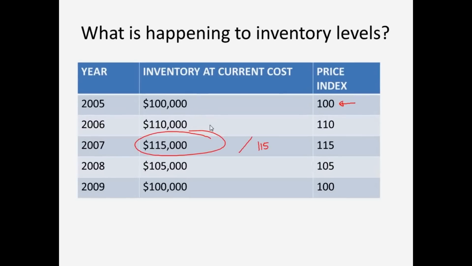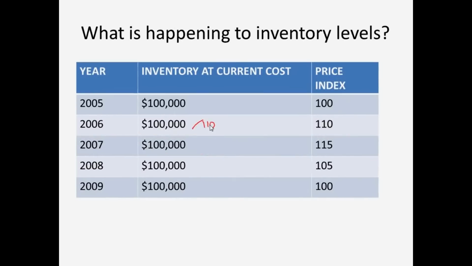And in the first case, the last example, it was changing only because price levels were changing. In this case, it's changing because quantity levels are changing. So I can infer that I must have sold a certain number of goods, because if I still had the same units on hand here as I have here, then I should have 110 in my inventory, but I don't. I only have 100. So therefore, I must have sold some product.